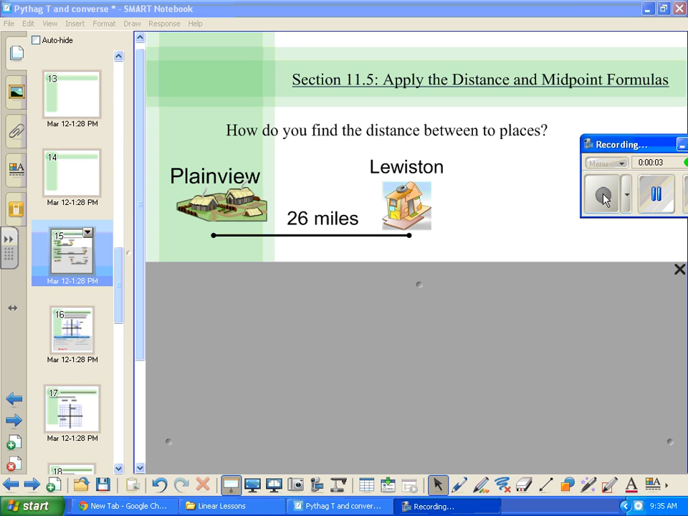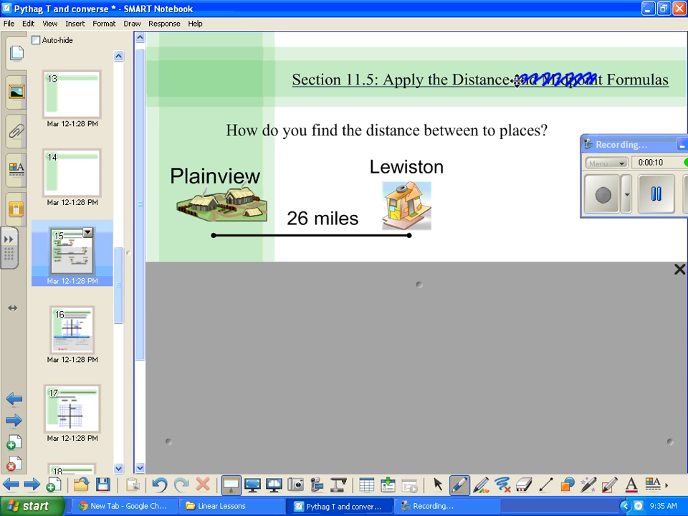Today's lesson is on section 11.5, apply the distance and midpoint formula, but actually we're not going to worry about the midpoint formula. We're just going to worry about the distance formula because that one's actually going to be something we'll see on the MCA and something that we should know for 8th grade. What you're going to realize, though, this is also in chapter 11. The distance formula is really just like the Pythagorean theorem.